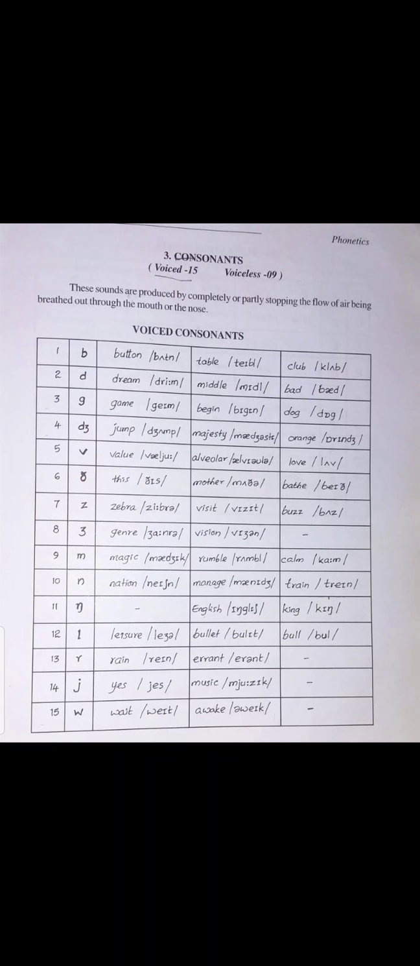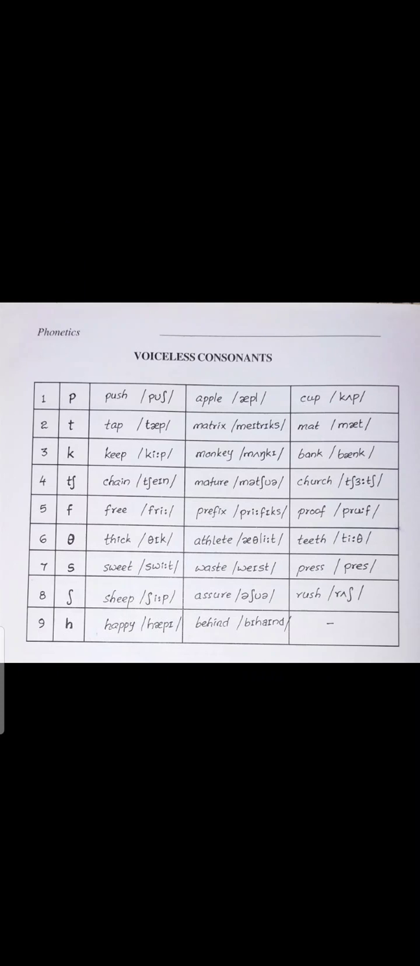So this is the total of 24 consonant sounds we discussed. There are two types of these consonant sounds: voiced consonant sounds are 15 and voiceless consonant sounds are 9. With these two videos we discussed 44 sounds. Actually there are 26 letters in English, but sounds are 44.